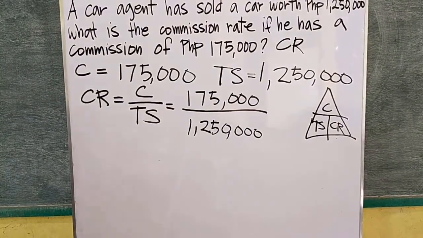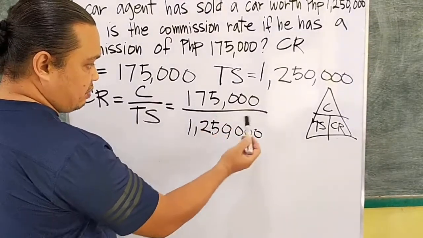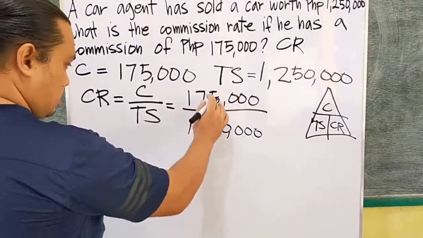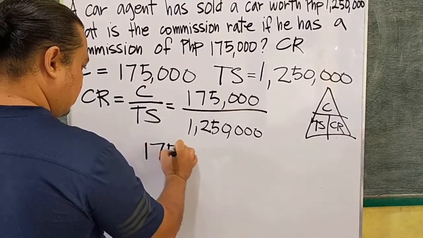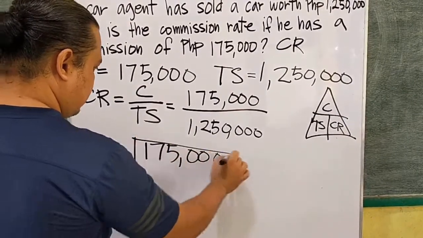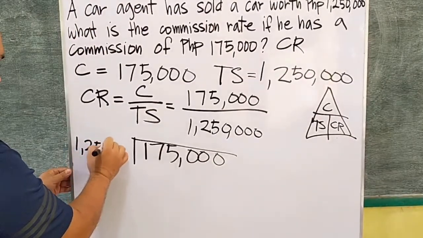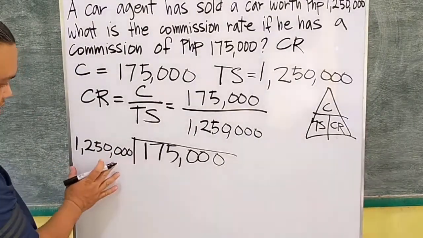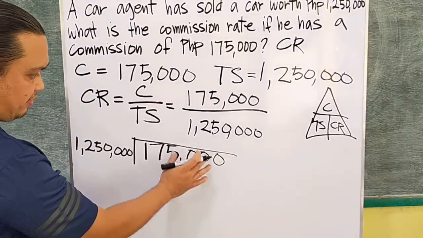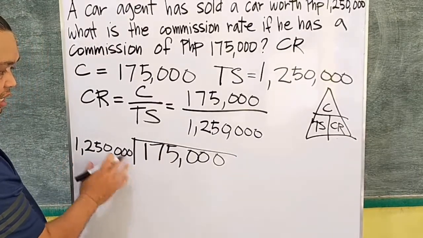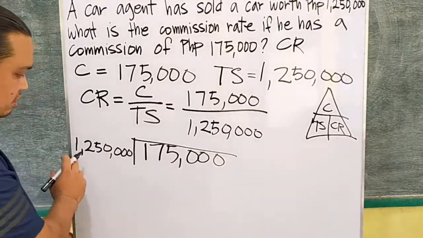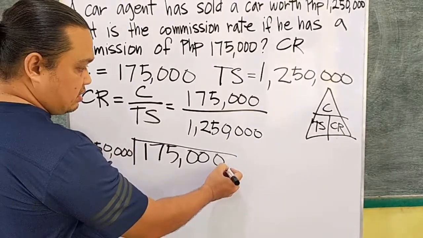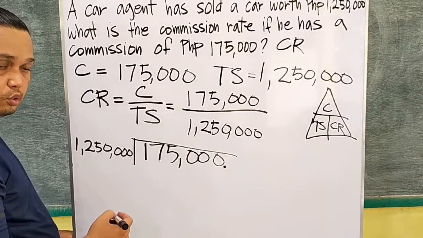So therefore, our solution will be 175,000 divided by 1,250,000. Okay, to write our solution, 175 here, 1,000 divided by 1,250,000. Okay, so let's divide now. 175,000 divided by 1,250,000 cannot be. Why? Because 1 million here is greater than 175,000. So what we need to do is add 0 on it so that we can be able to divide.